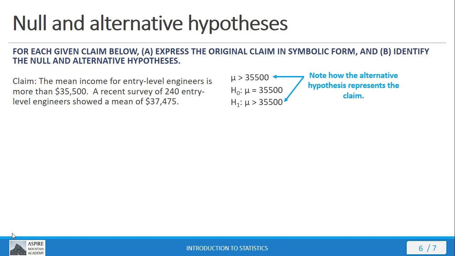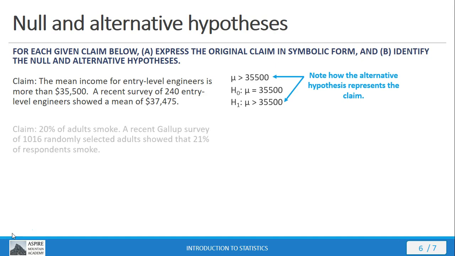Now there are some exceptions to the rule, and let's take a look at those. Next up, we have a claim that 20% of adults smoke. A recent Gallup survey of 1,016 randomly selected adults showed that 21% of respondents smoke. Again, don't worry about the survey, we just want the claim. And the claim is that the proportion is going to be equal to 20%. Well, the null hypothesis is by definition a statement of equality, so we're just going to make that our null hypothesis. Well, what then do we use for the alternative hypothesis?